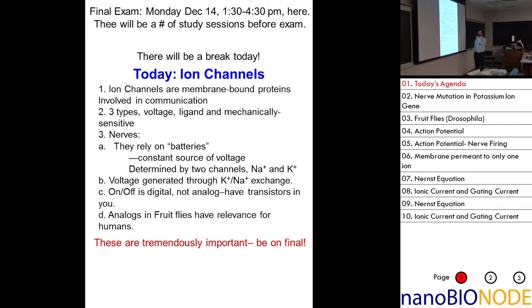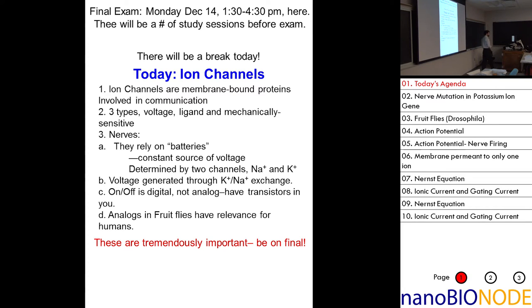Today is ion channels again, and just to remind you, ion channels are membrane-bound proteins involved in communication. There's three types: voltage-sensitive, ligand-sensitive, and mechanically sensitive. We will study a lot about nerves, and they rely on a battery. A battery means a constant potential between the inside and the outside. Largely, they're determined by two types of channels: the sodium channels and the potassium channels.